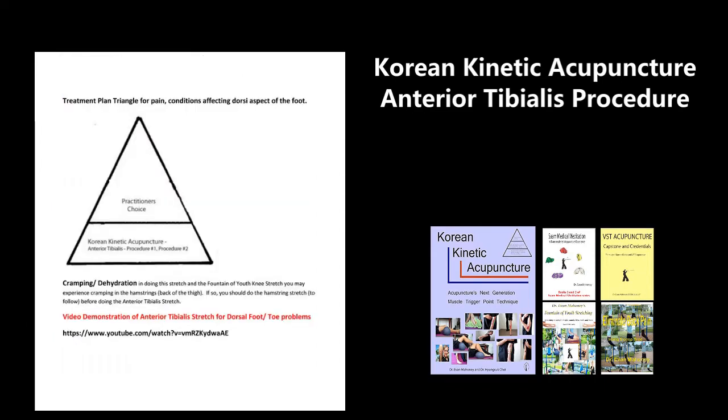Okay, so the treatment plan triangle for pain conditions affecting the top of the foot, the dorsal aspect of the foot. We talked about cramping, dehydration. So the base of the triangle here is Korean kinetic acupuncture, anterior tibialis procedure number 1 and number 2. In this case, procedure number 1 is the only kinetic with acupuncture we're doing. Procedure number 2 is the stretch, if the patient can sit on their knees, then they can do that. And then also, we are going to do the fountain of youth, pull on the muscle while the muscle is in a stretch.